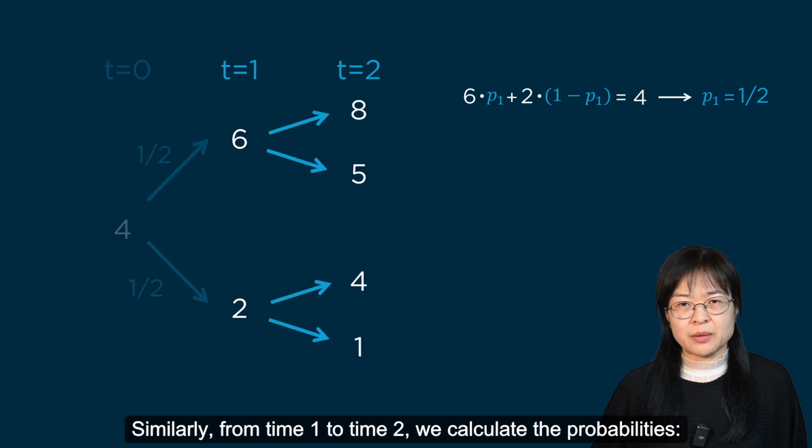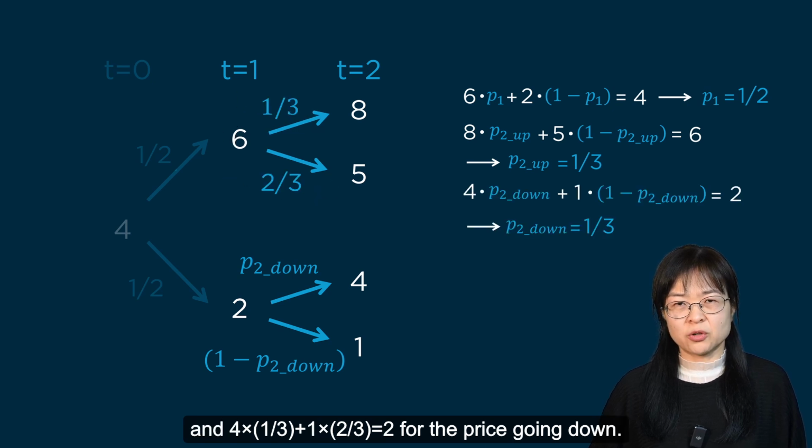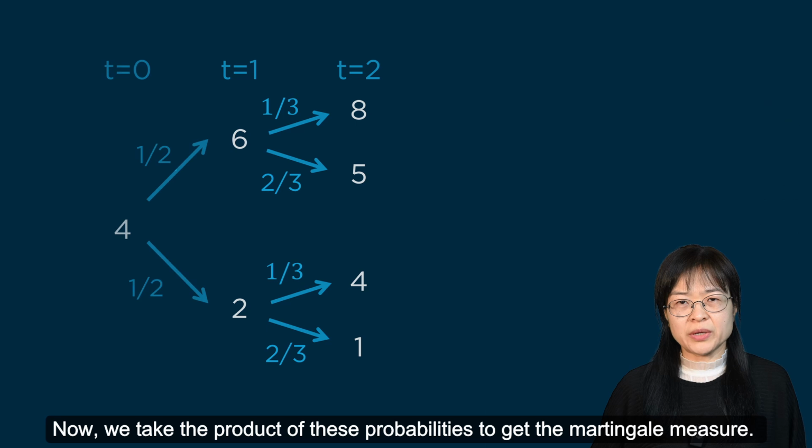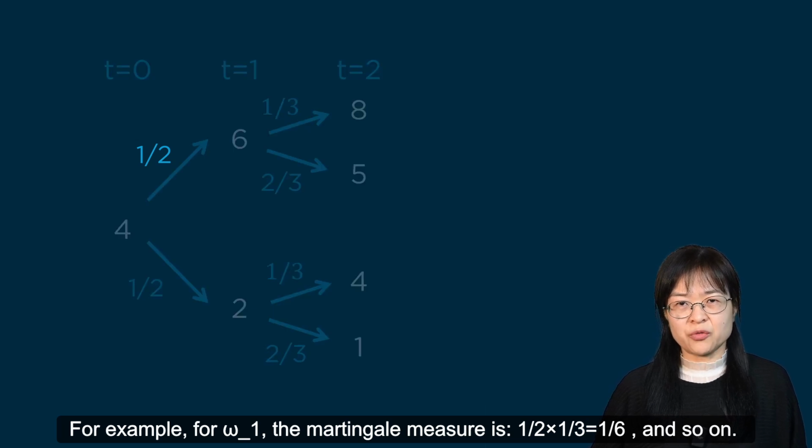Similarly, from time 1 to time 2, we calculate the probabilities. 8 times 1/3 plus 5 times 2/3 equals 6 for the price going up, and 4 times 1/3 plus 1 times 2/3 equals 2 for the price going down. Now we take the product of these probabilities to get the martingale measure. For example, for omega 1, the martingale measure is half times 1/3. We will get this 1/6, and so on.